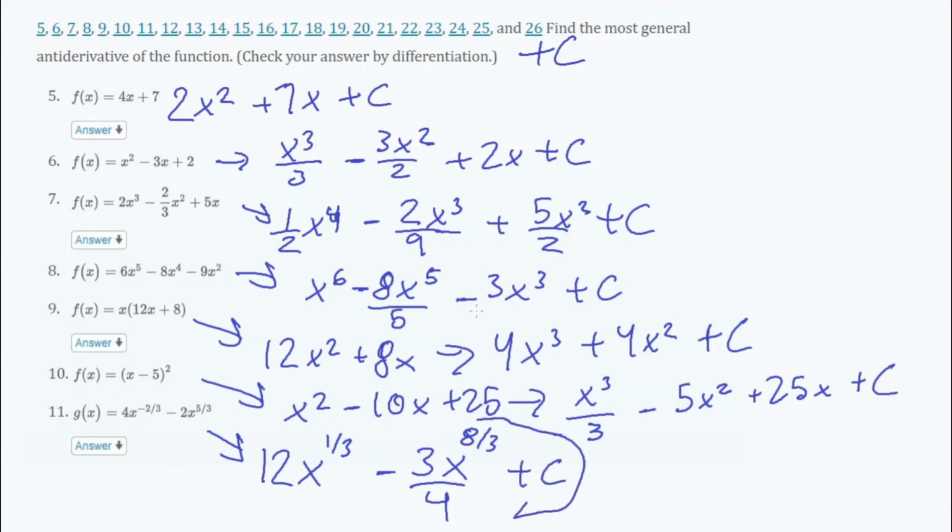So let me just isolate it there. So that would be your answer for number 11. And that's your answer for all of these.